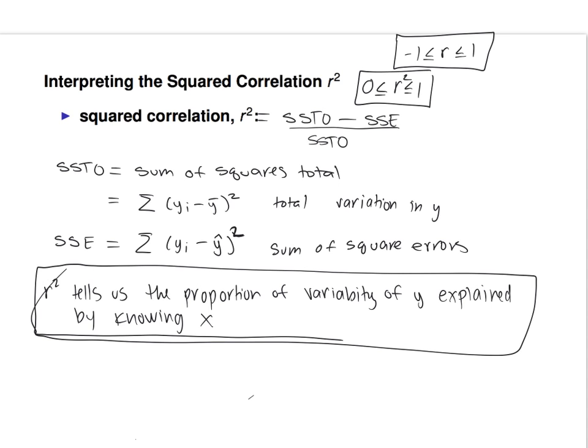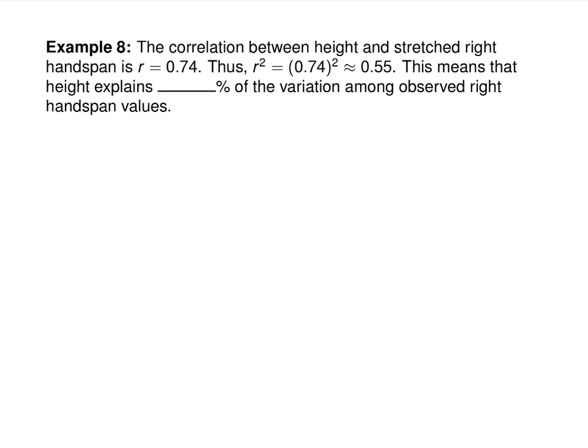So, here's a few examples. The correlation between height and stretched right handspan is 0.74. So to find R squared, you take 0.74 and square it, and you get about 0.55. So this means that height explains how much of the variation among observed right handspan? 55%. And one way you can get a higher R squared value, like in a different class you might take, is you could add in more variables. You could say, I'm going to use handspan, and I'm also going to use foot size, for example. Maybe that will explain more.